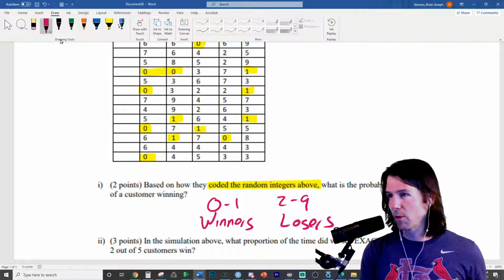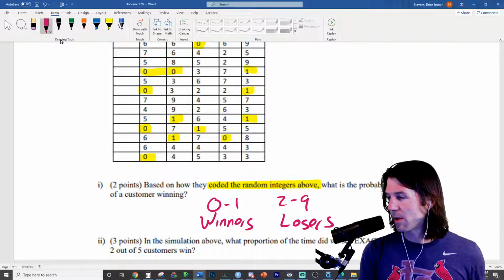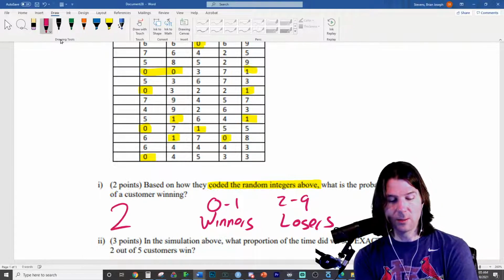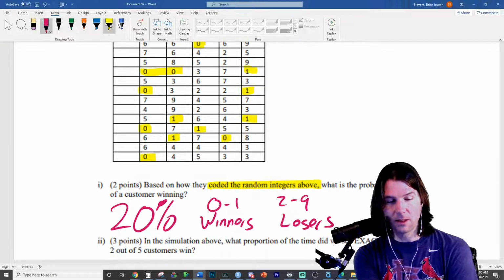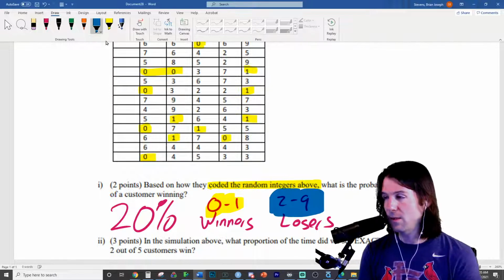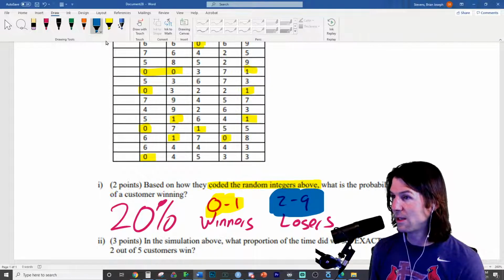So based on how these numbers are coded right here, what's the probability of winning? 20%, exactly. This is based on how they're coded, because there are 2 numbers here and then there are 8 numbers there. So 2 out of the 10 numbers.